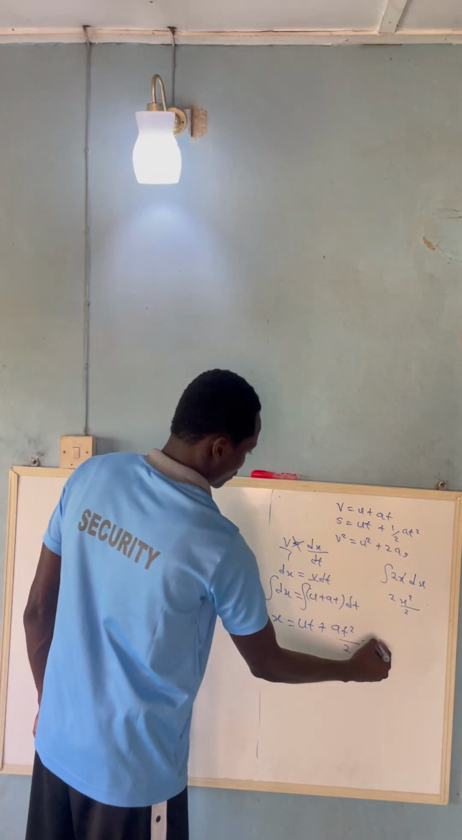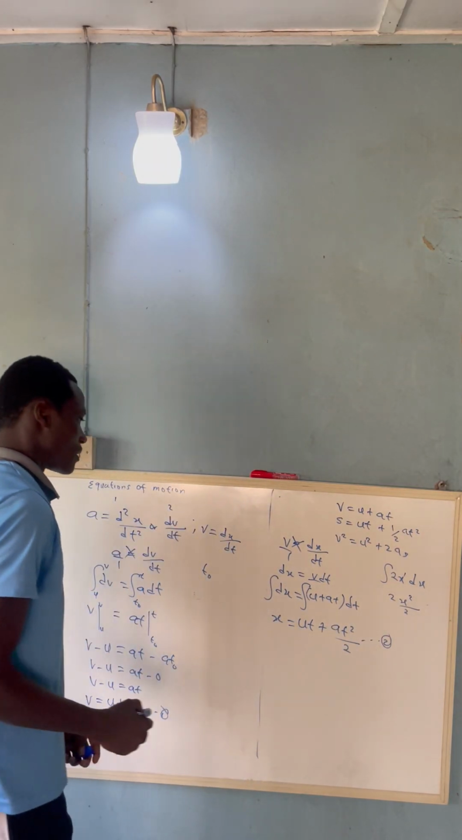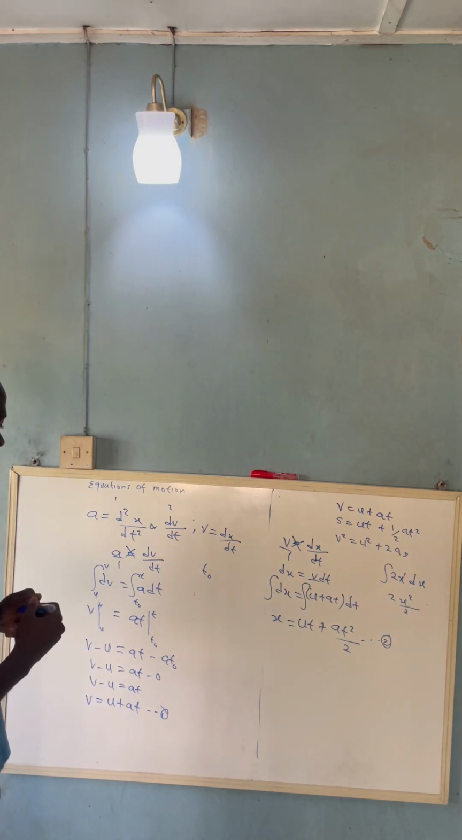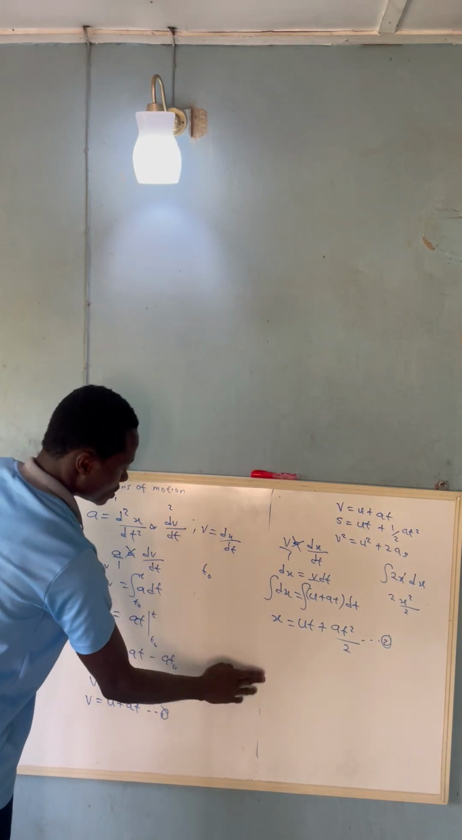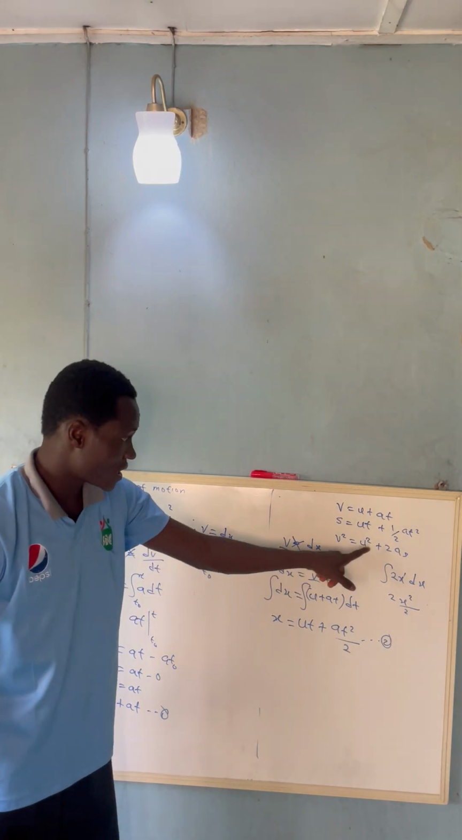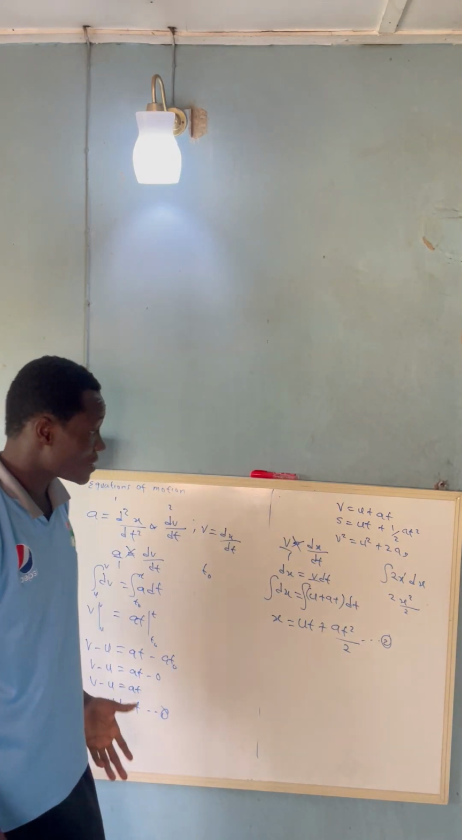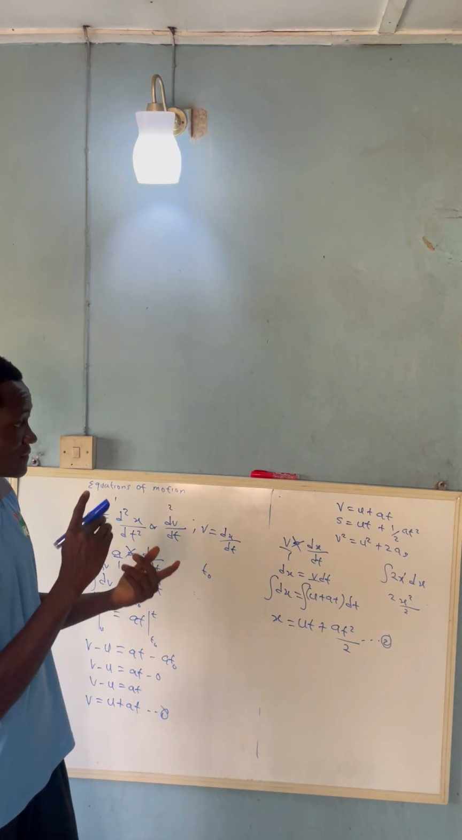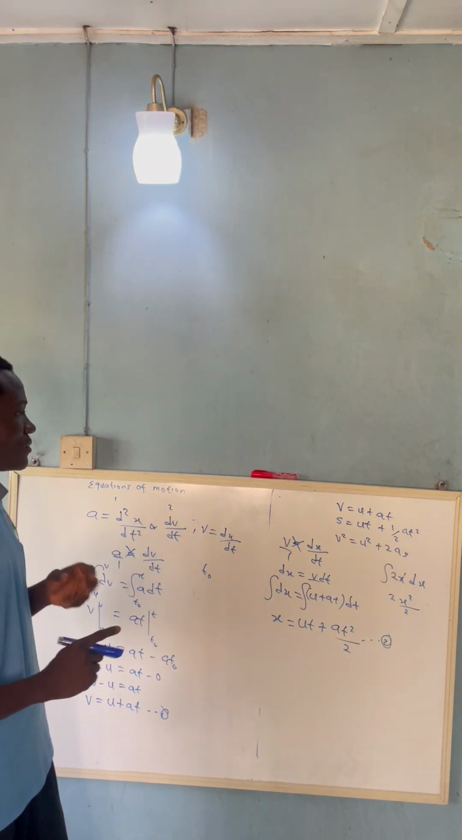This is the second equation of motion. So let's see the third equation of motion. I'm going to go back to the third equation of motion. We are going to use a trick to deal with that, because here we have velocity, we have acceleration, and we have displacement. The three of them are there.